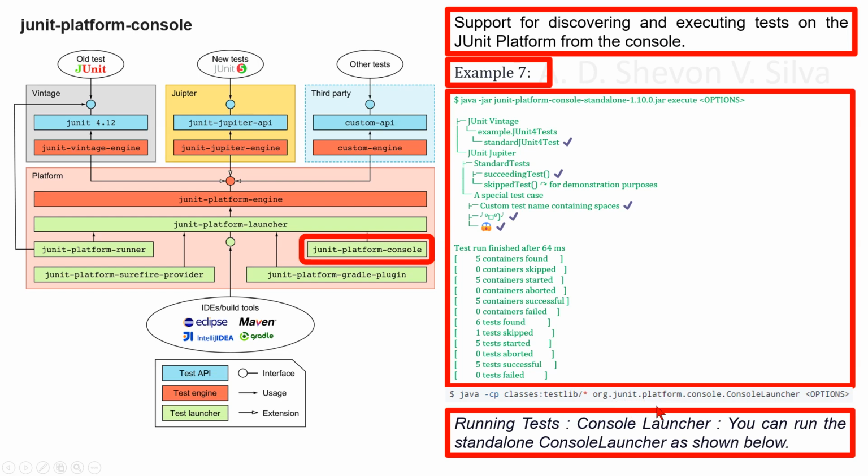Exit code: the console launcher exits with the status code of 1 if any containers or tests failed. If no tests are discovered and the fail-if-no-tests command line option is applied, the console launcher exits with the status code of 2. Otherwise, the exit code is 0.